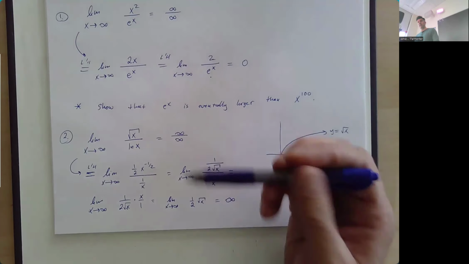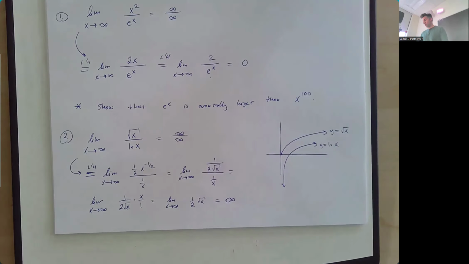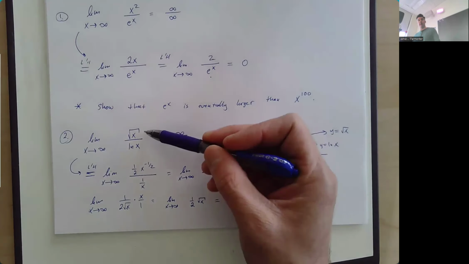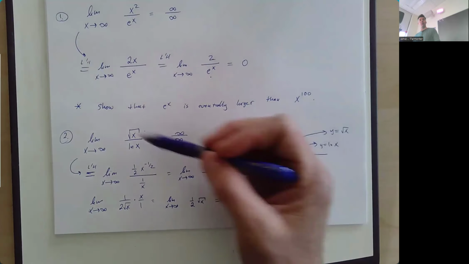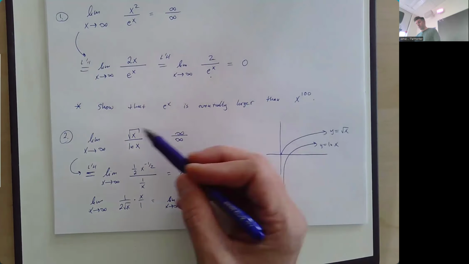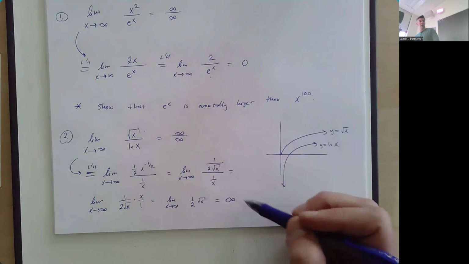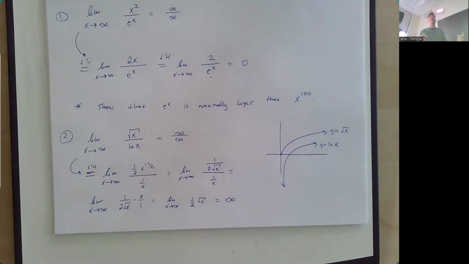How would I interpret this? Let me ask you all. If someone asked you which function is eventually bigger, the square root of x or the natural log of x, which one is bigger? The top one or the bottom one? Well, it has to be the top one, because the overall ratio of these two functions is growing infinitely large, which means the top one is much, much larger than the bottom one eventually.